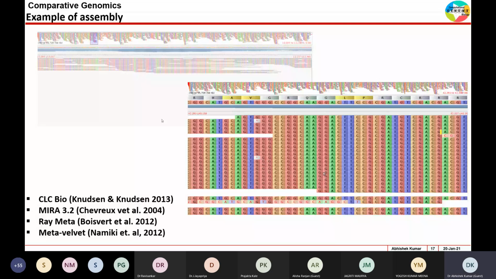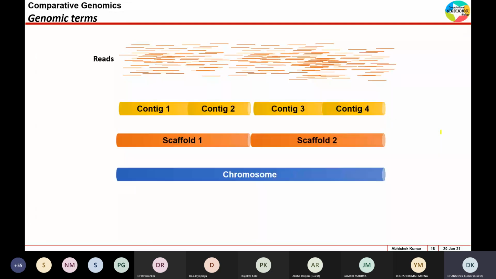So depending on what kind of data you have, you can pick some mutations, and otherwise you will apply some software when you are picking up the mutations. So there are a lot of genomic terms. Reads are small pieces of DNA which are chopped up, and you get them from sequencing.